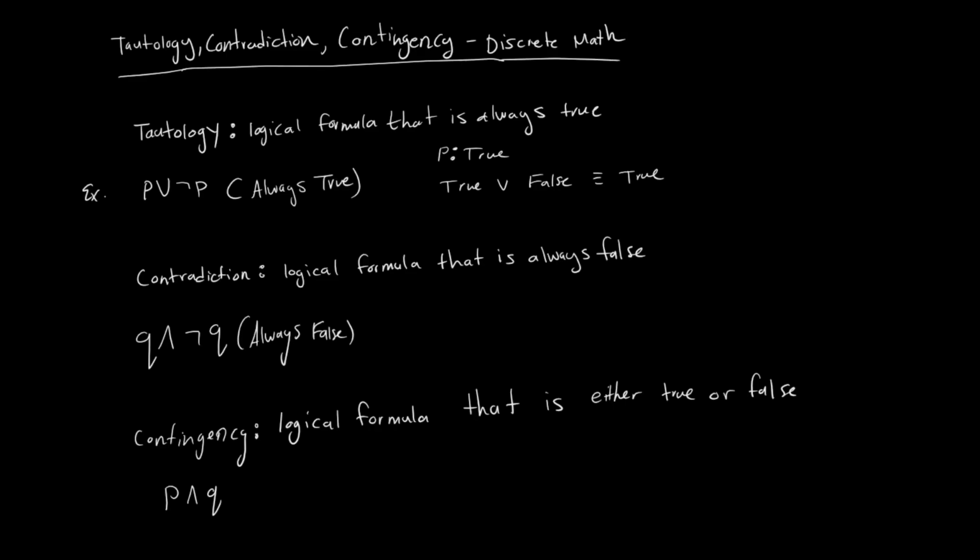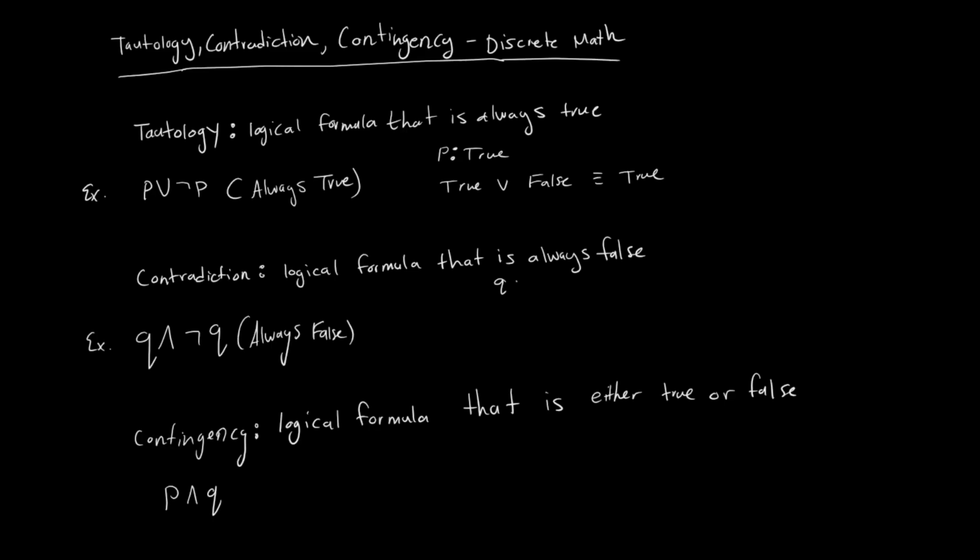Now let's look at the idea of a contradiction. A contradiction is a logical formula that is always false. So the opposite of a tautology. It's always going to be false, right? Now, let's look at our example here. We have Q and not Q.